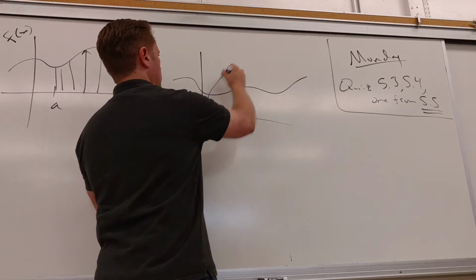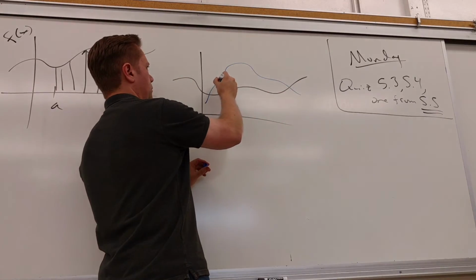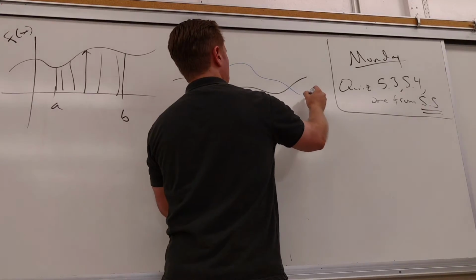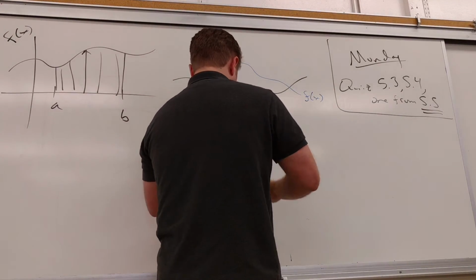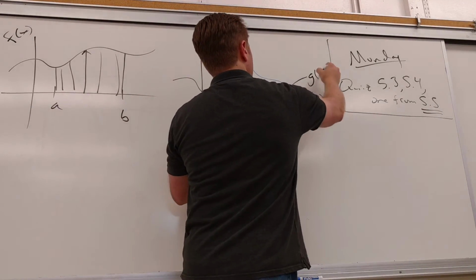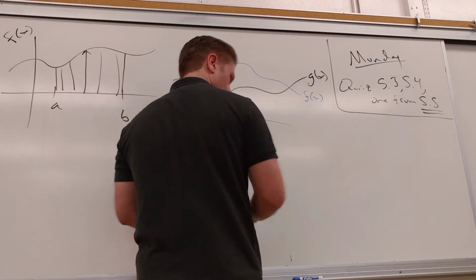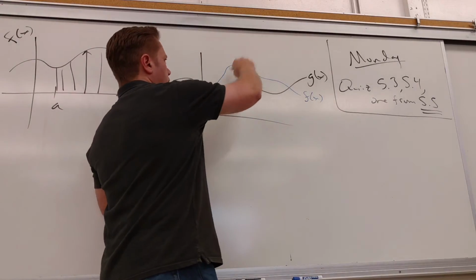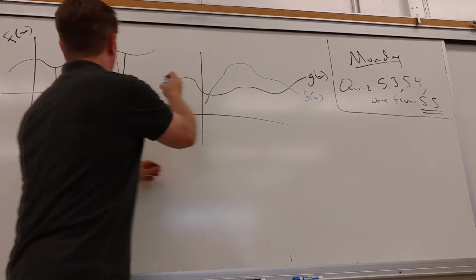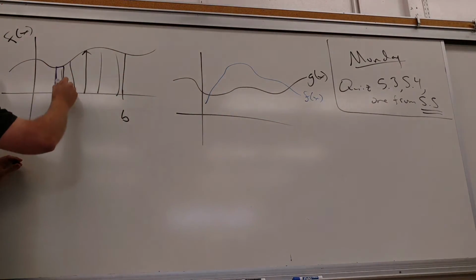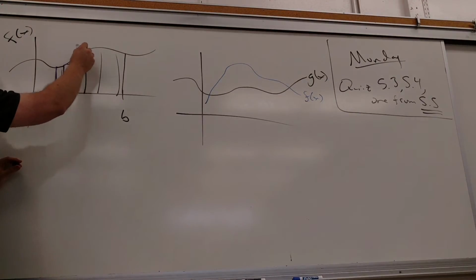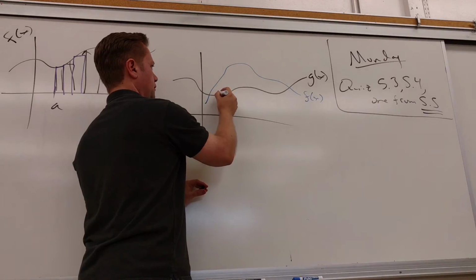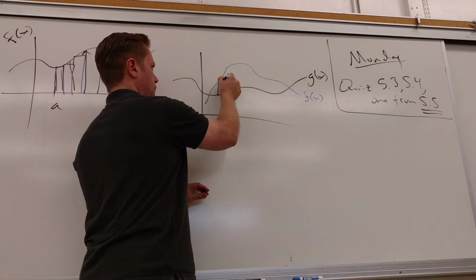Two functions, and I want to know the area between them. So say this is f of x. Say this is g of x. And I want to know this area between. So instead of doing rectangles that start on the x-axis and go up, I'm going to do rectangles that start at this function and go up to that function.